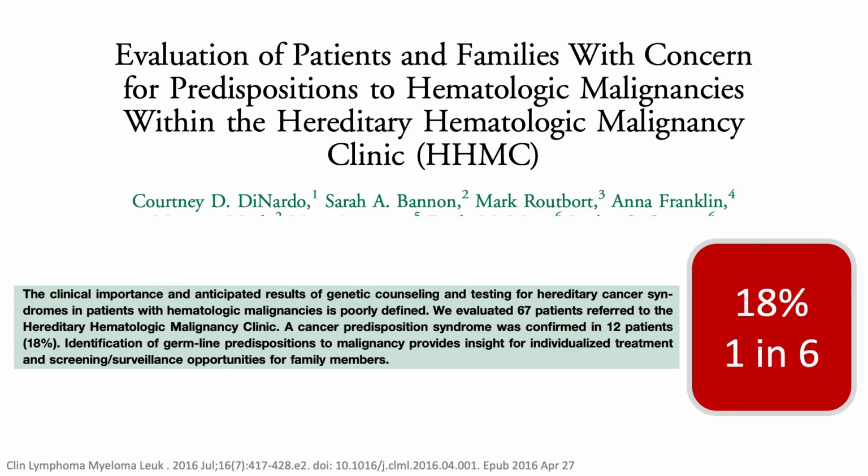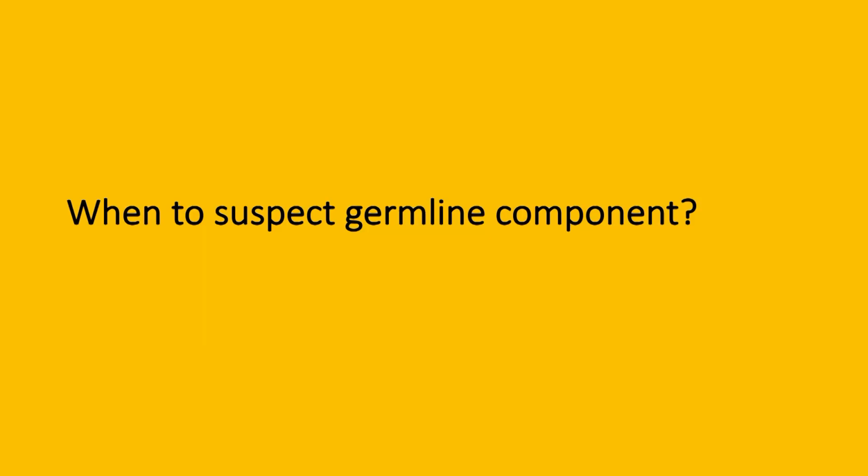And if you say this is too big, let's just focus on the patients that come to our clinics with a hematological malignancy, and we want to see if they have a germline component. So this is a smaller study where they have 67 patients referred to a hereditary hematological malignancy clinic, and they found 12 patients representing 18%, or 1 in 6 patients. So clearly germline mutation is a big component and to be expected in many of our patients.